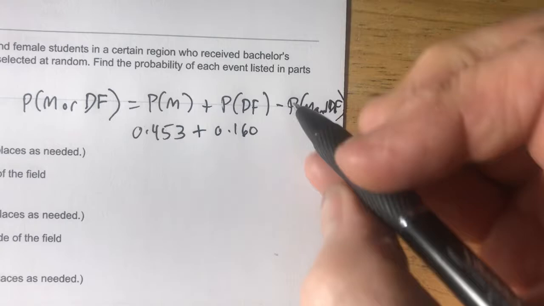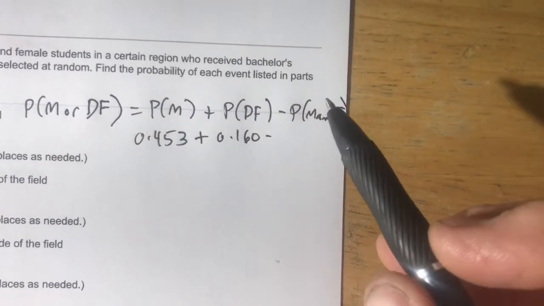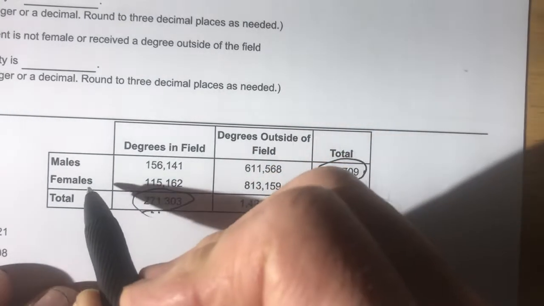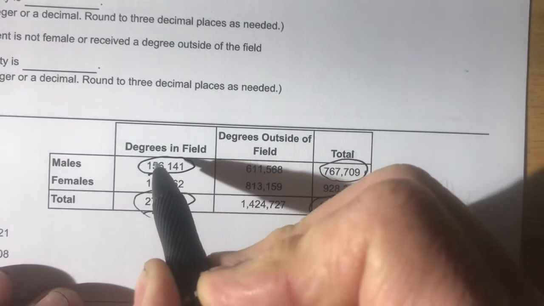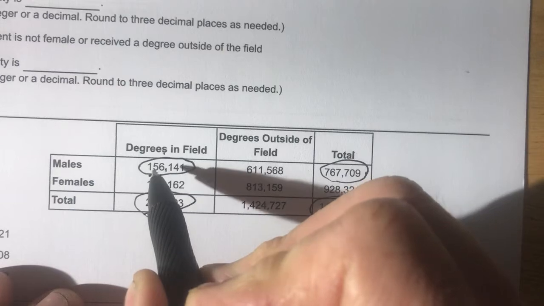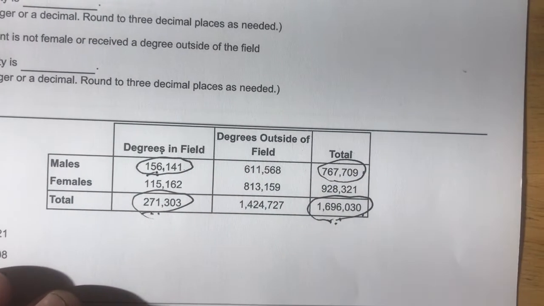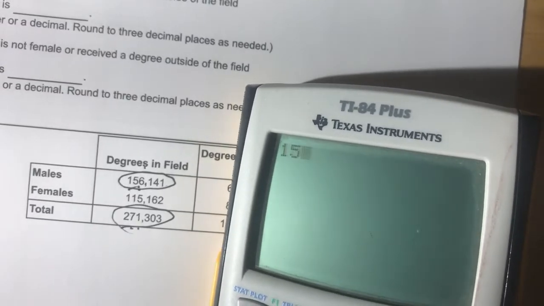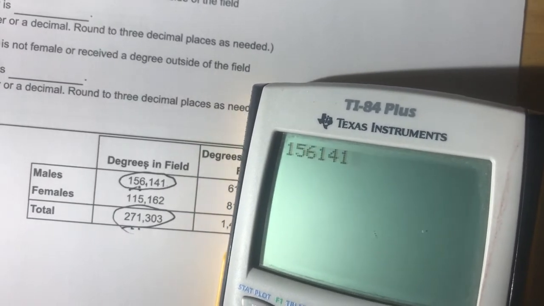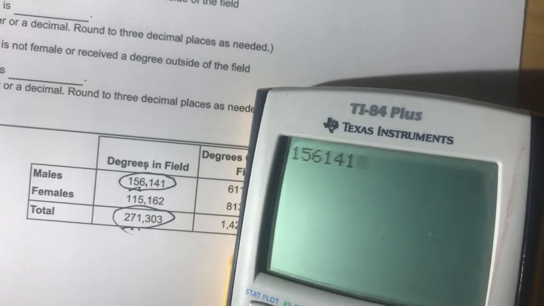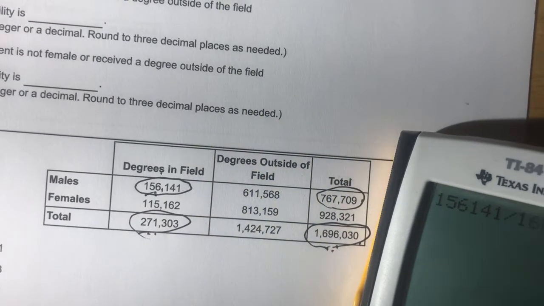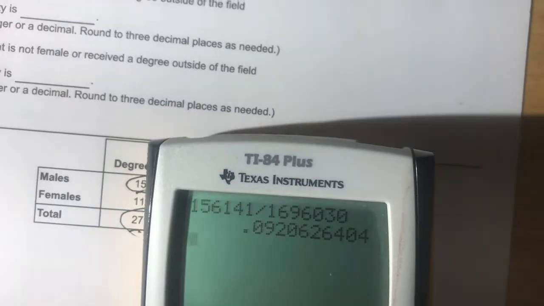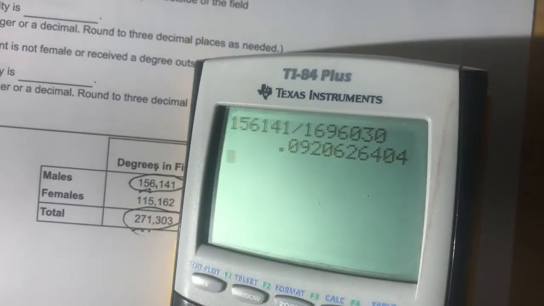Okay, so I add them together, but then I got to minus off the probability that a male got the degree in the field. All right, if you look at the thing now, right here's the males that got a degree in the field right here. So I do this divided by the total for the probability of that. All right, so that's going to be 156,141 divided by 1696030, and I get 0.092. The 0 does not make the 2 go up. 0.092.